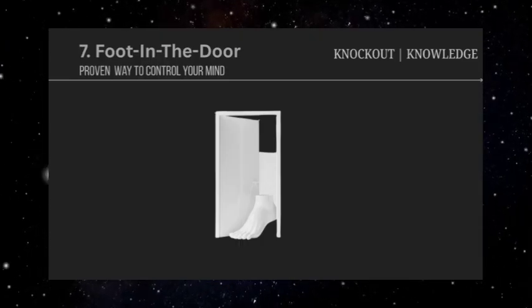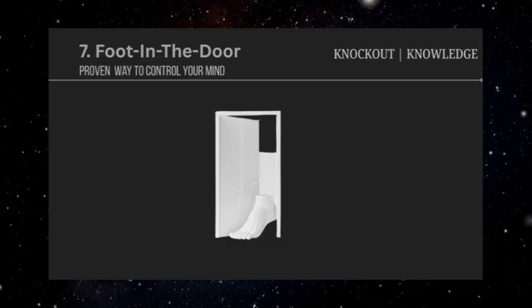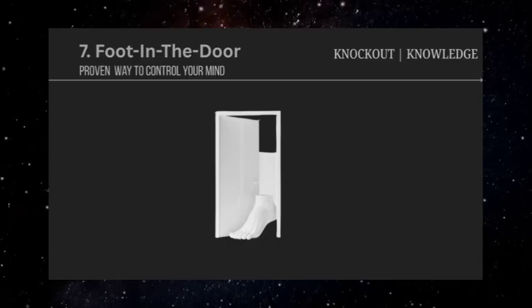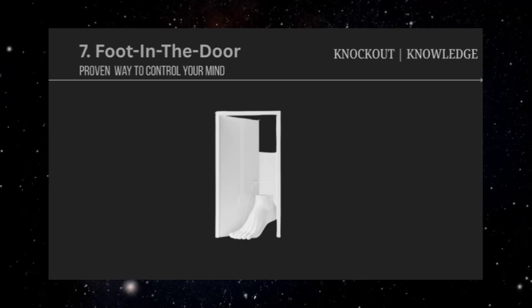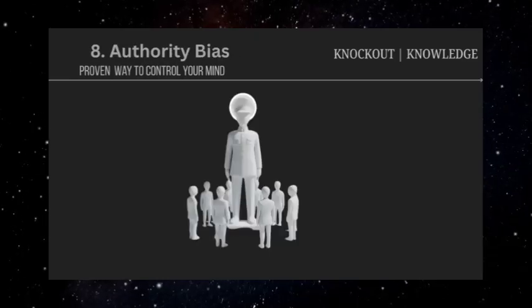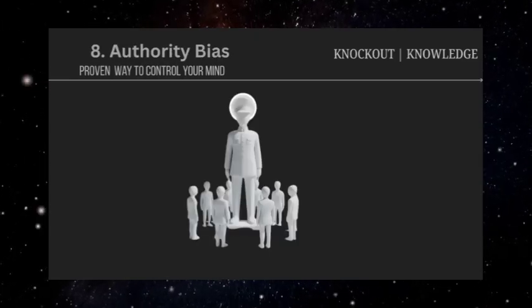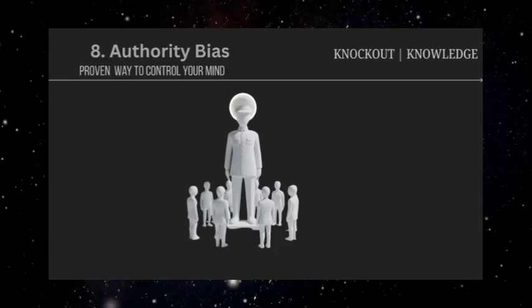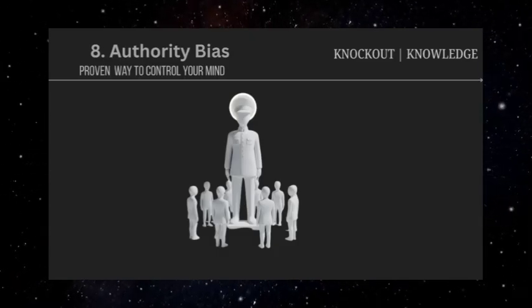The power of authority bias runs deep in human psychology. From childhood, we're taught to listen to parents, teachers, and other authority figures. This conditioning serves important social functions, but it also creates vulnerability. When someone appears to be an authority, many people automatically shift into a more compliant mental state, asking fewer questions and offering less resistance to requests or commands.